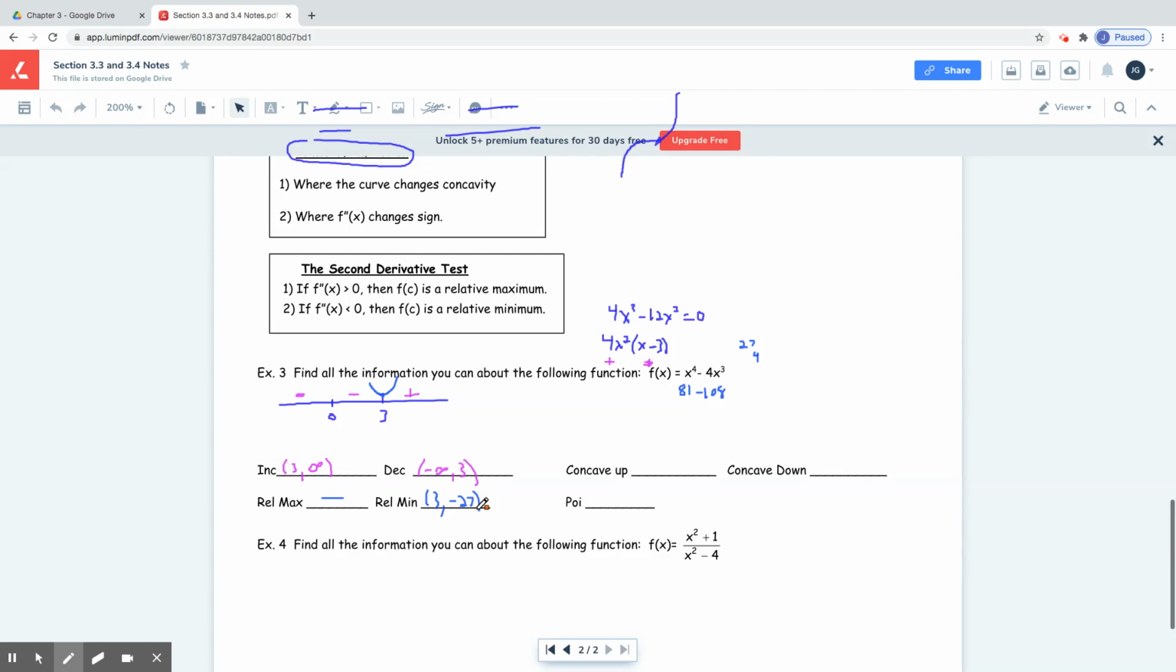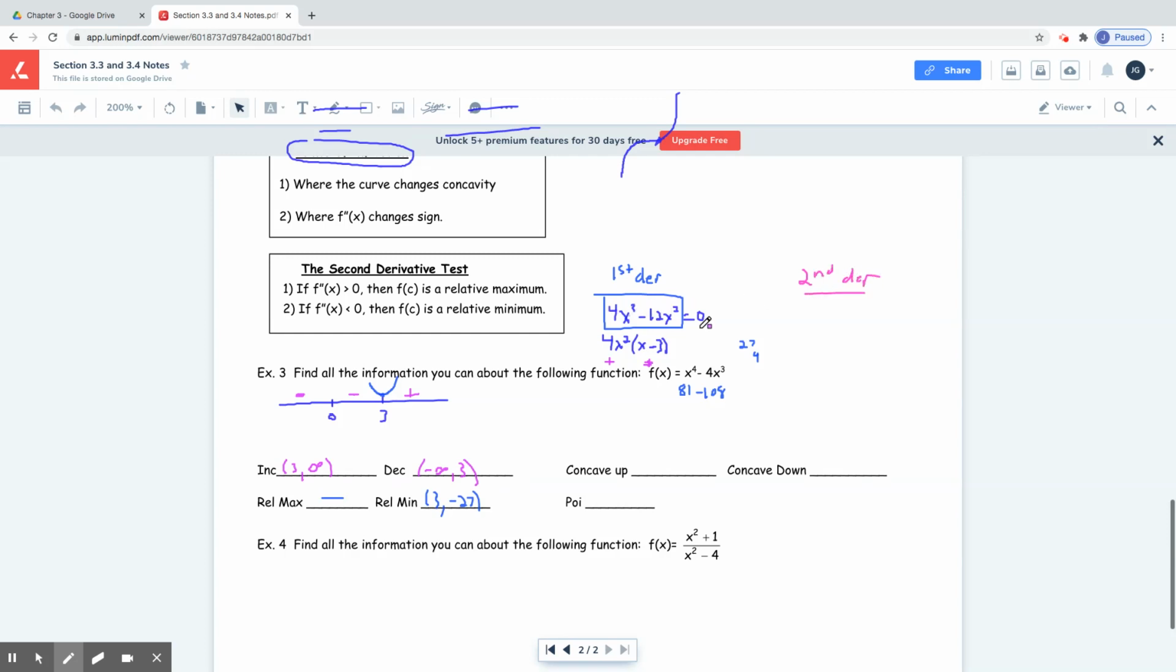So that's what we've done before. Now what we need to do: this was my first derivative. I need to now find the second derivative. I'm going to find the second derivative.